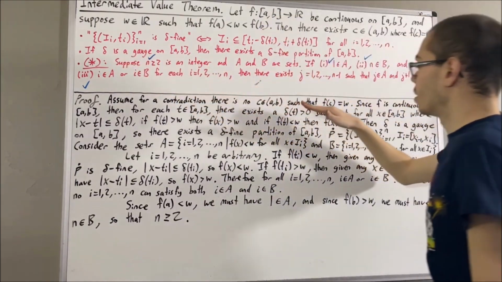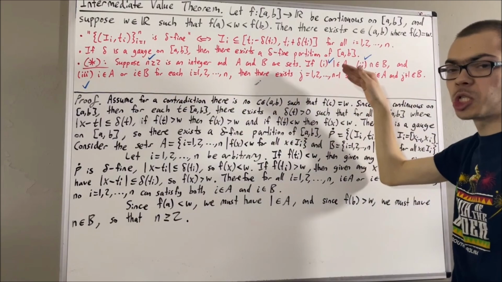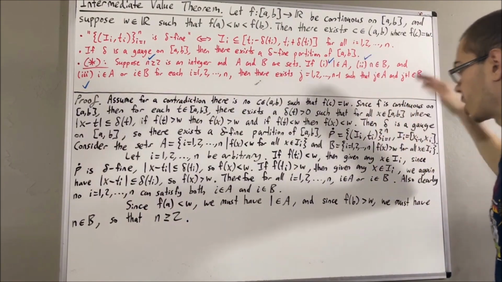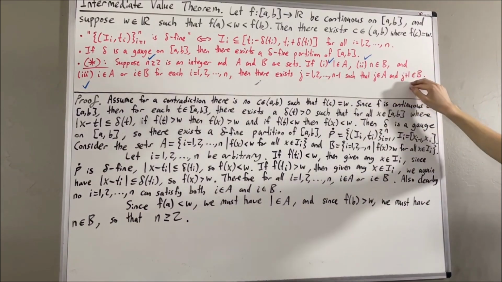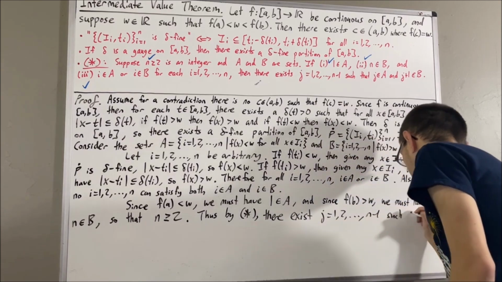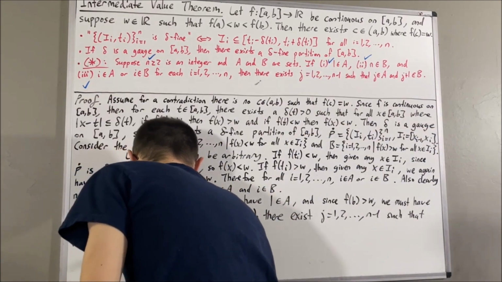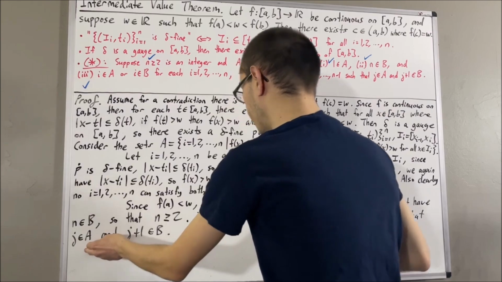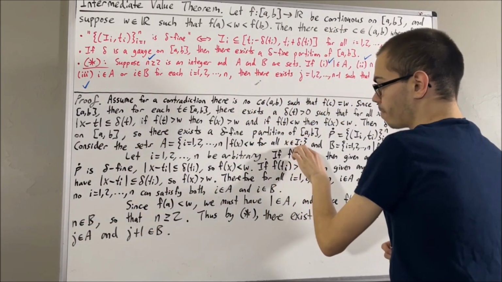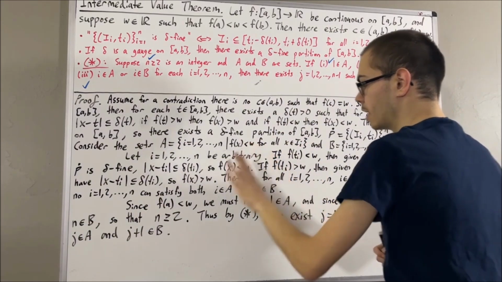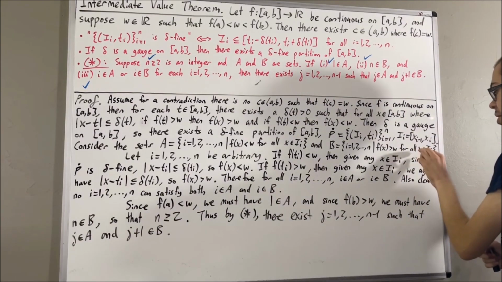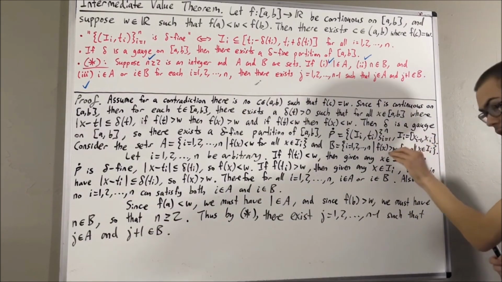So we can conclude that there exists a pair of adjacent integers between 1 and n, we'll call them j and j plus 1, such that j is an element of A and j plus 1 is an element of B. Well, since j is an element of A, this means that every output value on the subinterval I_j is less than w. Since j plus 1 is an element of B, this means that every output value on the subinterval I_(j+1) is greater than w.